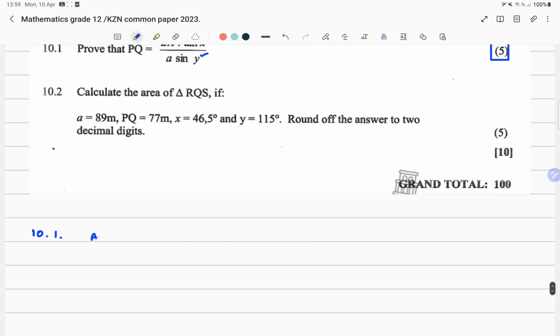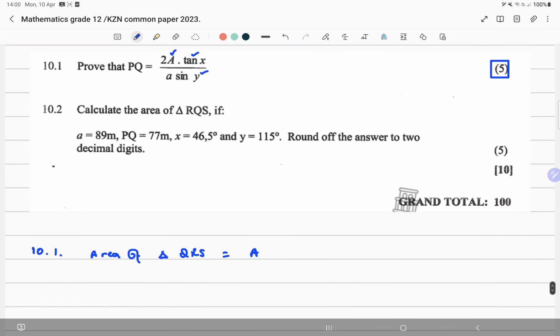We know that area of triangle QRS is equal to A. Basically, that meter squared, you can forget about it. It is just equal to A. Forget the meter squared. It's going to cause problems.